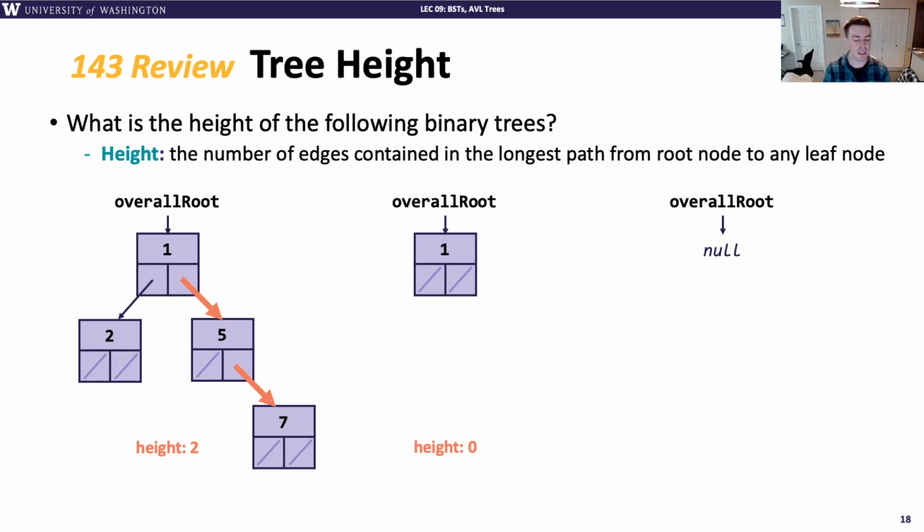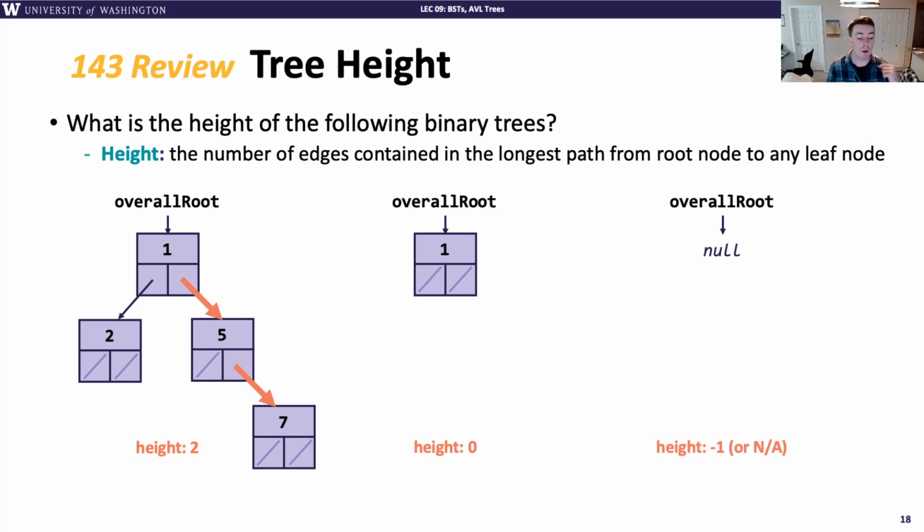Which then brings up an interesting question. Isn't an empty tree also a valid tree? And the answer is yes. So what happens if overall root was null? What should the height of that tree be? If we said 0 here, it'd be really confusing because that tree in the middle also has height 0. So by convention, we say it's some other value, like -1, to differentiate between the two.